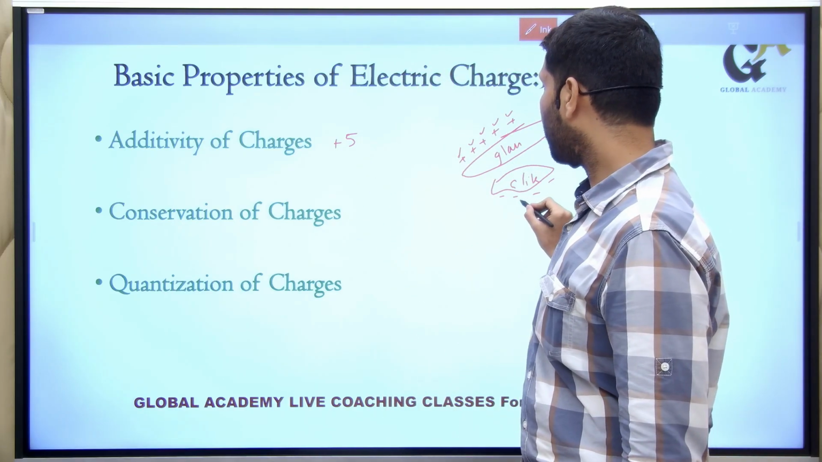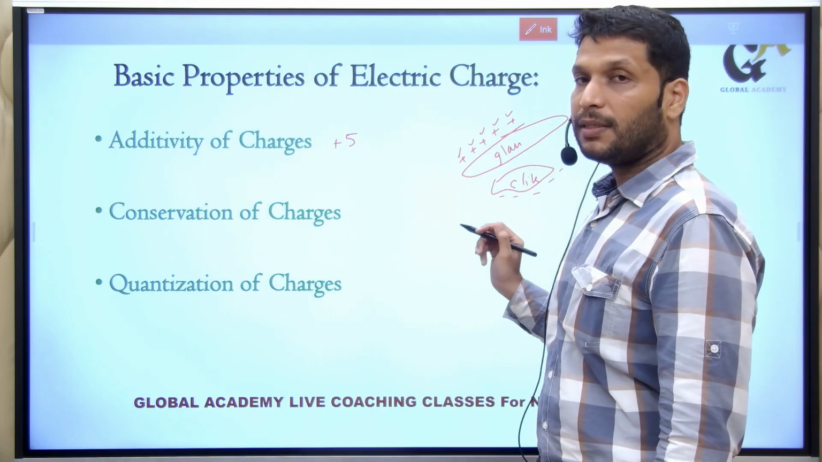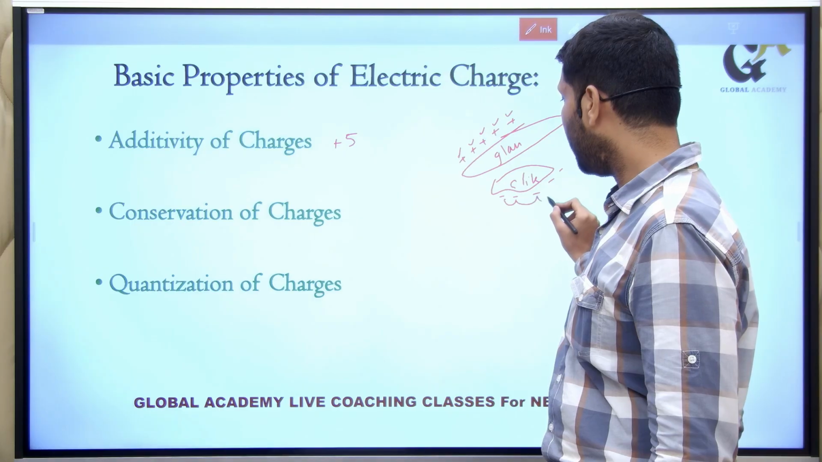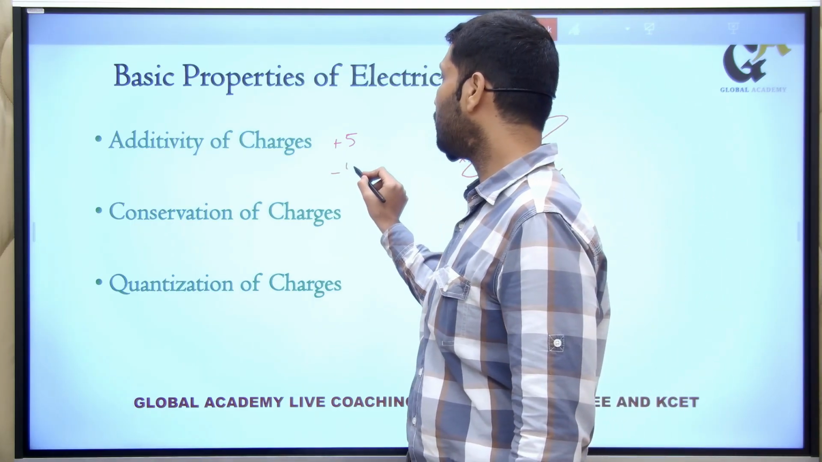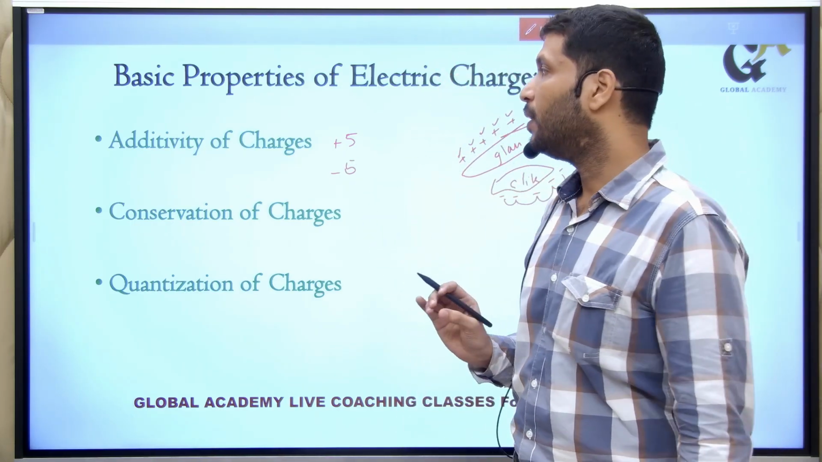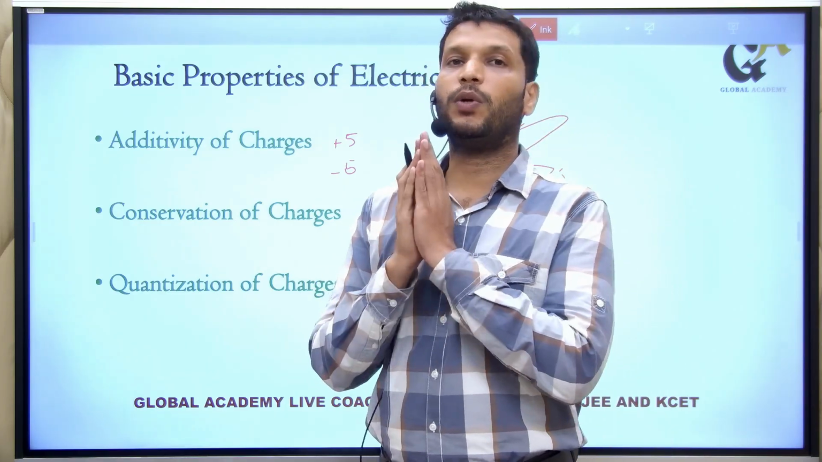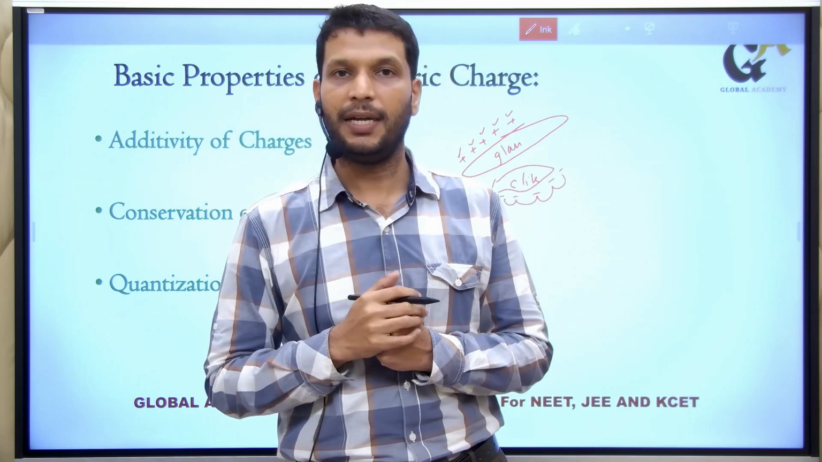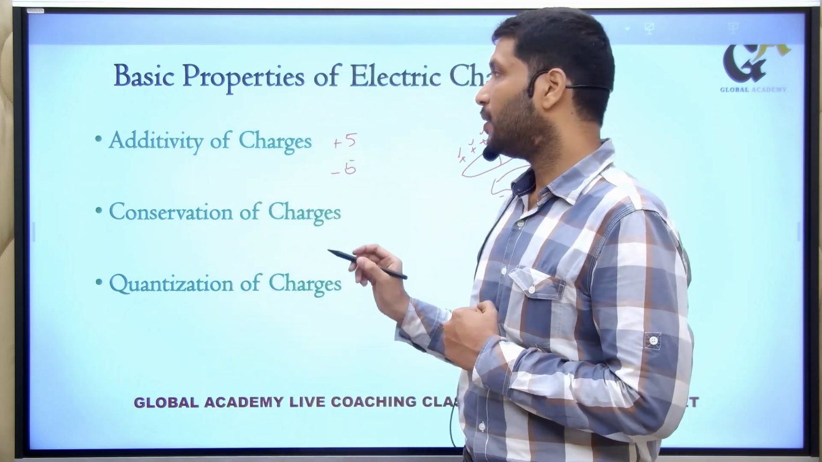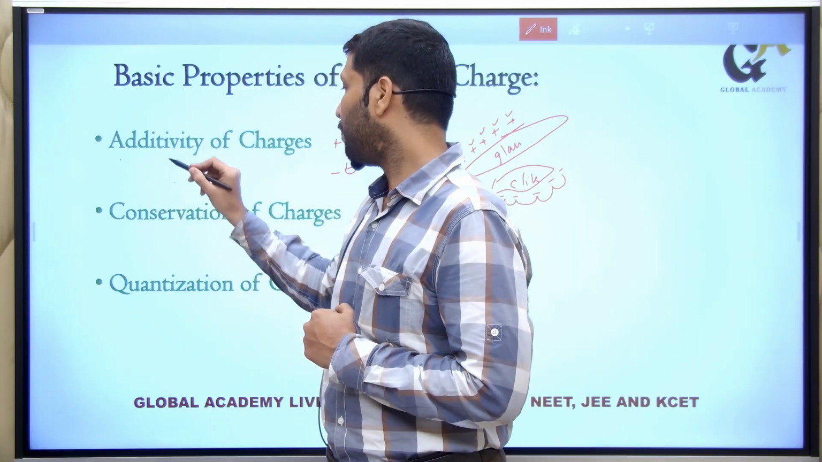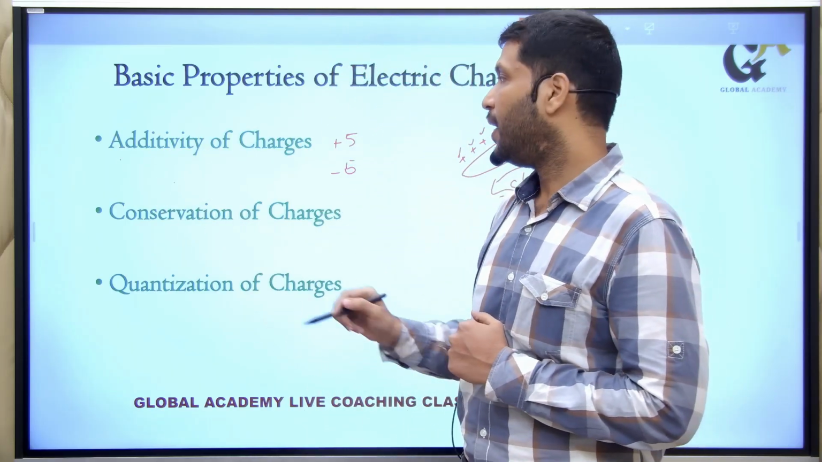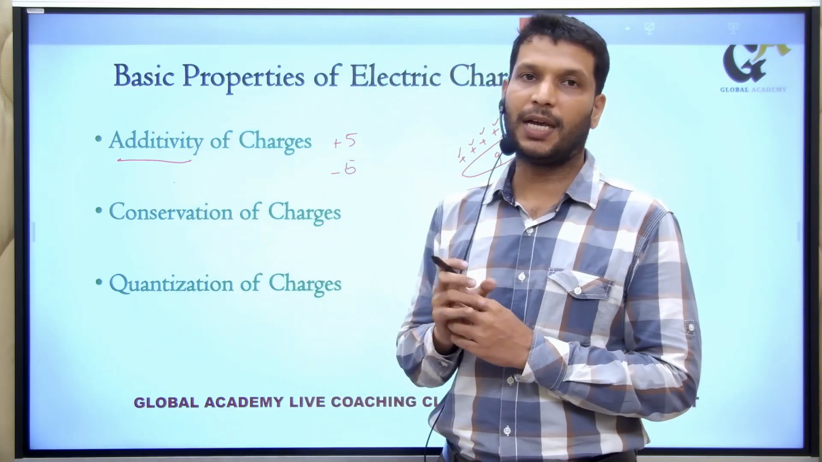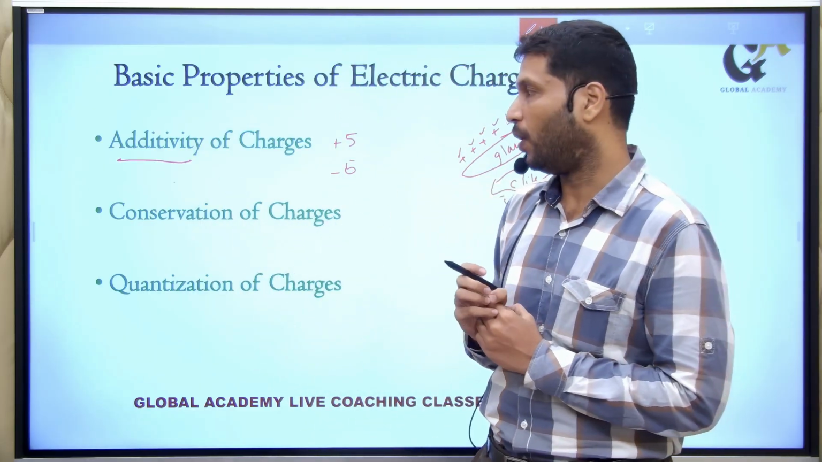When you consider the charges on the silk, here also I have to add 1, 2, 3, 4, 5, so there is minus 5 charge on the silk. So the total charge of the whole body is the sum of the individual charges in that body. That is what we call the property of additivity. Additivity means the addition or summation of all the constituent charges in that body.